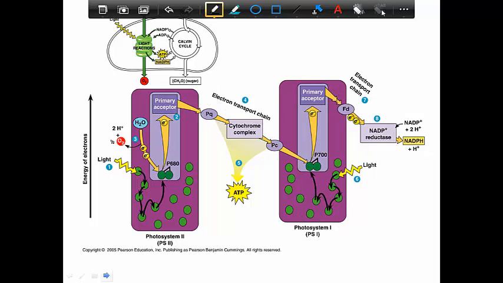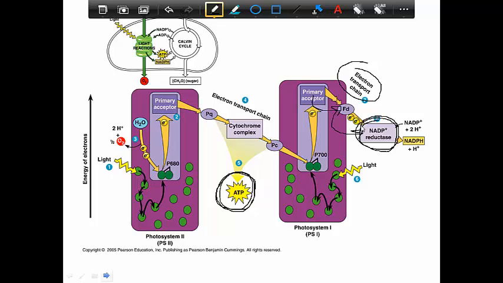So we just want to look at this electron transport chain a little bit more closely. This high energy electron is going to be passed along the electron transport chain to activate an enzyme. Just like ATP synthase is what is making ATP down here, NADP reductase is the enzyme that makes NADPH at the end of this electron transport chain. So it's the same idea. We're using electrons to shuttle energy into a chemical reaction.